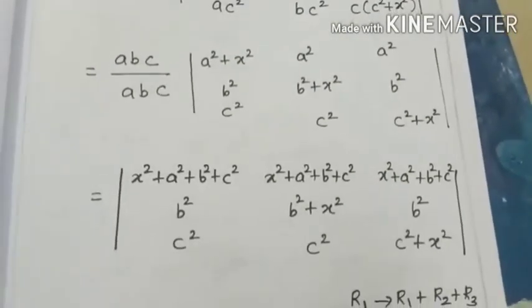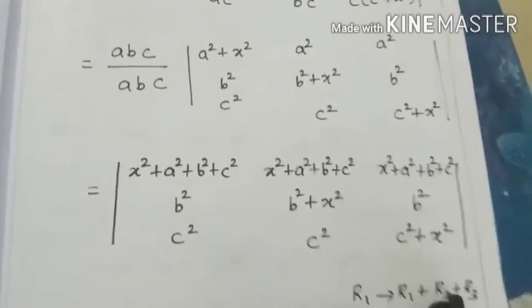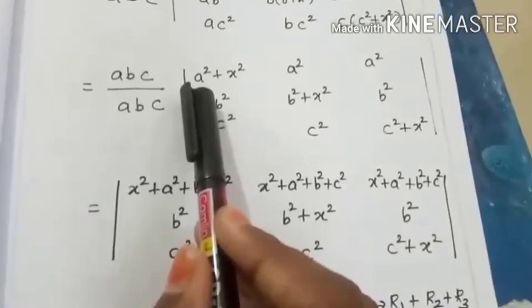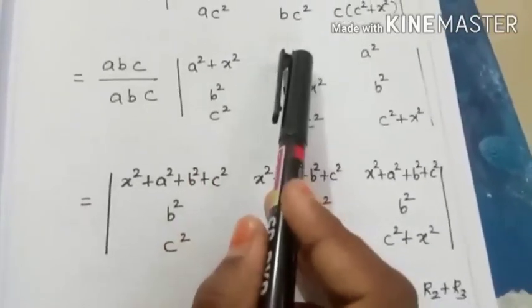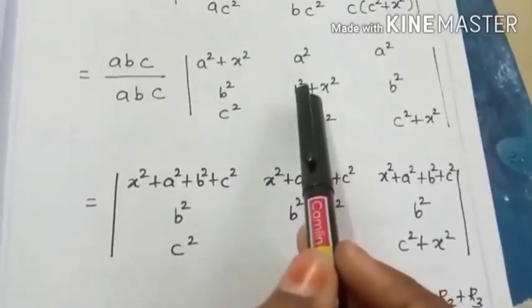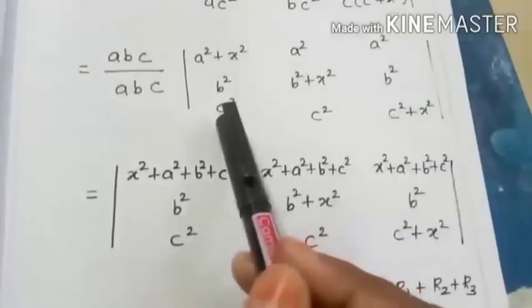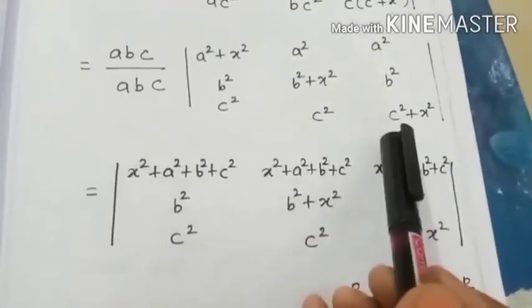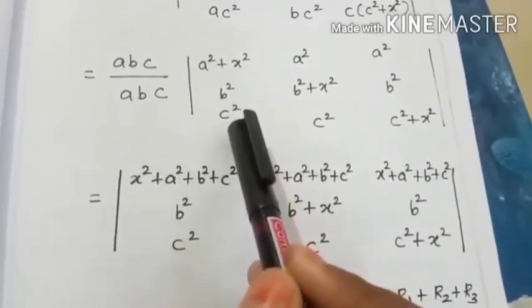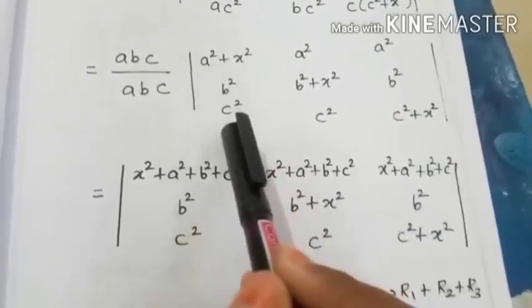Next, in this determinant, R1 tends to R1 plus R2 plus R3. R1 is A squared plus x squared, A squared, A squared. R2 is B squared, B squared plus x squared, B squared. R3 is C squared, C squared, C squared plus x squared. So R1 plus R2 plus R3, that is, we are adding the corresponding elements.